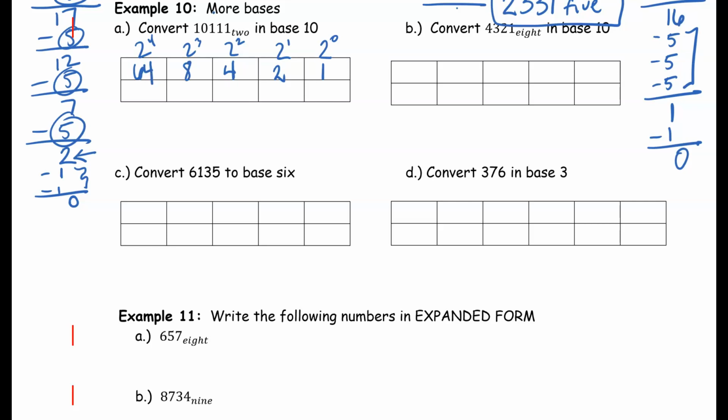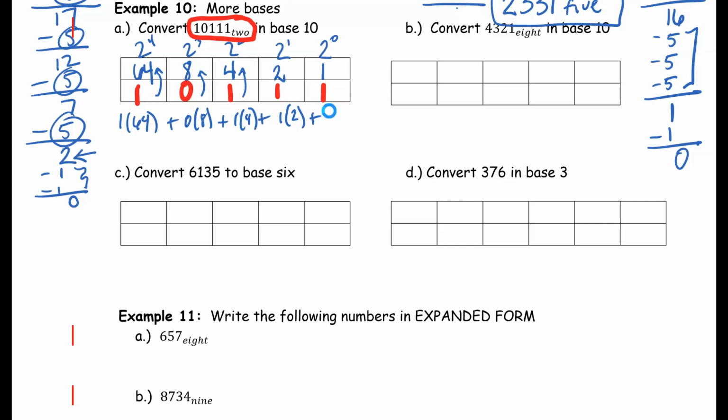And then if you're told the number, okay, this is an easier of the two problems because you're just going to put this number down here. So 1, 1, 1, 0, 1, and then you're going to write it in expanded form. So 1 group of 64 plus 0 groups of 8, I'm just multiplying these numbers here, plus 1 group of 4, plus 1 group of 2, plus 1 group of 1. And if you multiply that all out, I get 23.